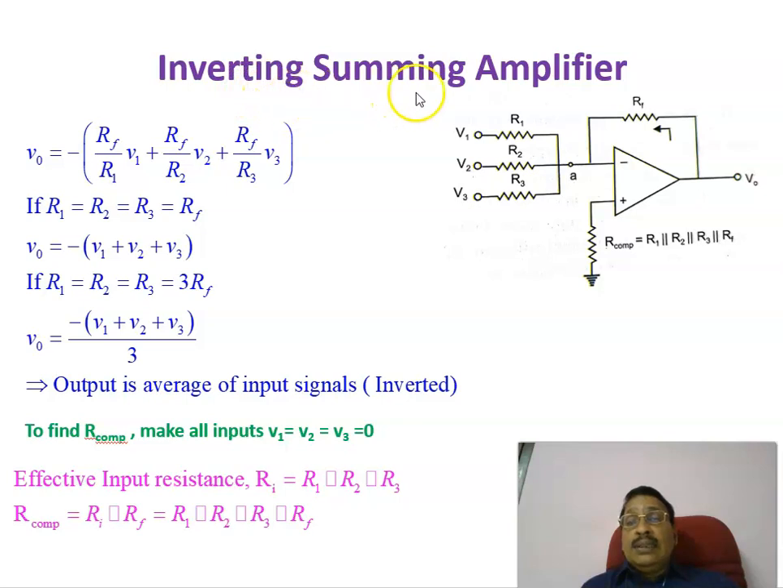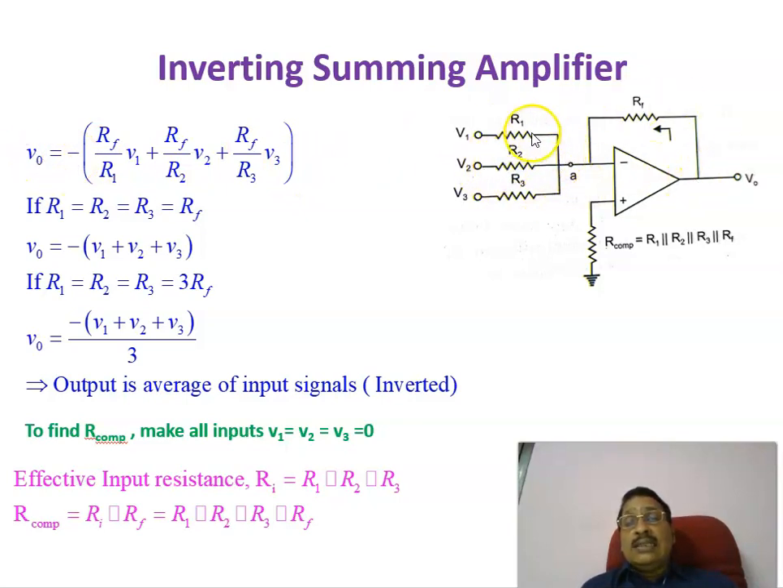Continuing with the inverting summing amplifier, same circuit diagram, in which V1, V2, V3 are the input voltages and V0 is the output voltage. V0 is given by, with the inversion as the minus outside, minus of Rf by R1 into V1 plus Rf by R2 into V2 plus Rf by R3 into V3. That is the output voltage in this case.